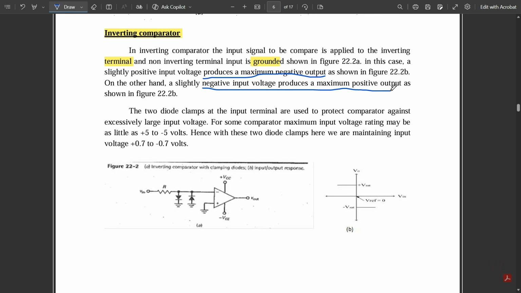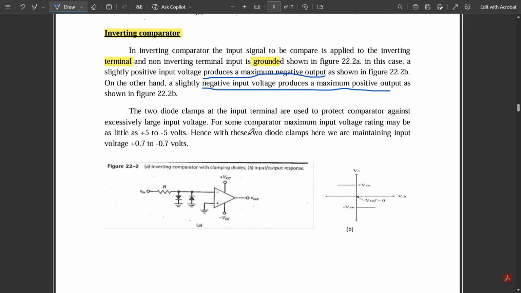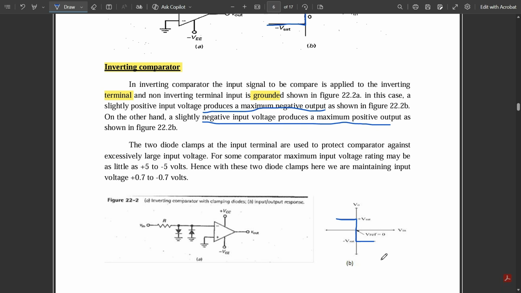So here it is reverse. If you compare it with the non-inverting comparator, for positive input voltage the saturation voltage was positive, and for negative it was negative. Here it is vice versa. For positive input, the saturation voltage is negative, and for negative input, the saturation voltage is positive. So that's why you would get a curve like this for an inverting comparator. This is the basic difference in the plot from the non-inverting comparator, where the curve gets shifted because the terminals are interchanged.